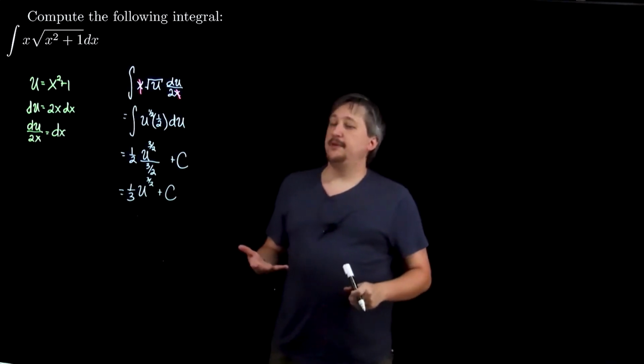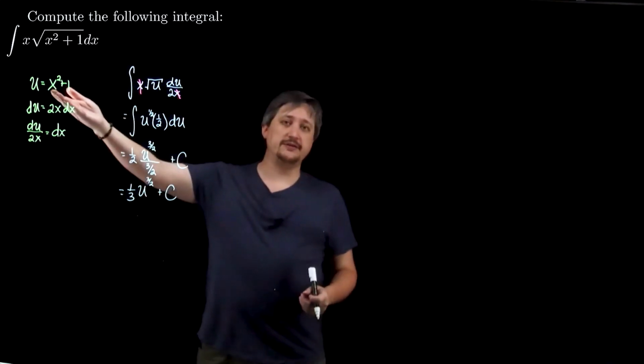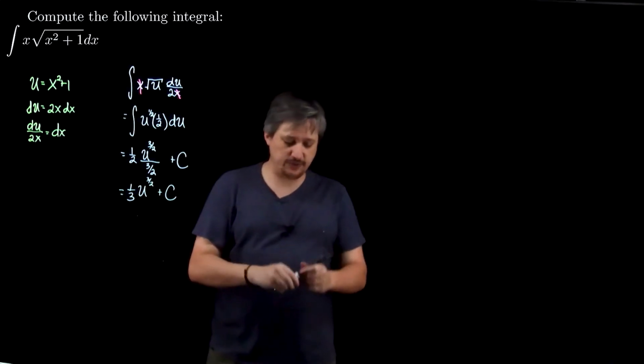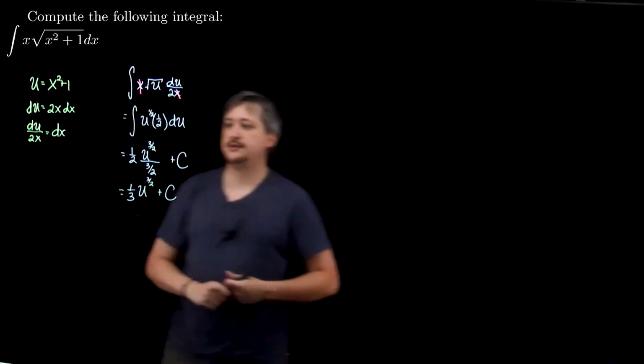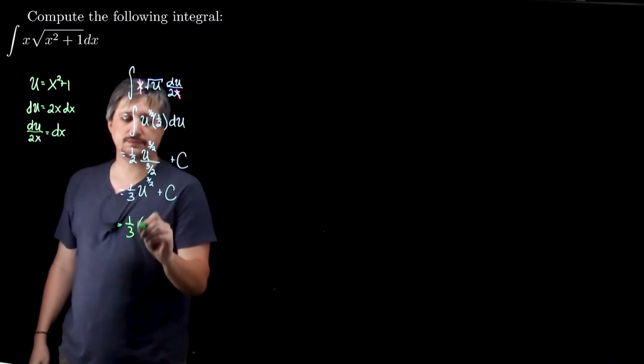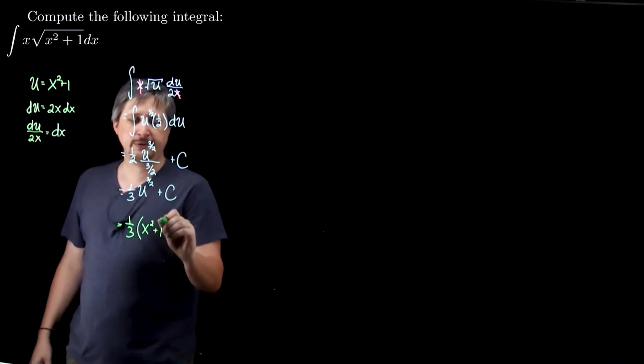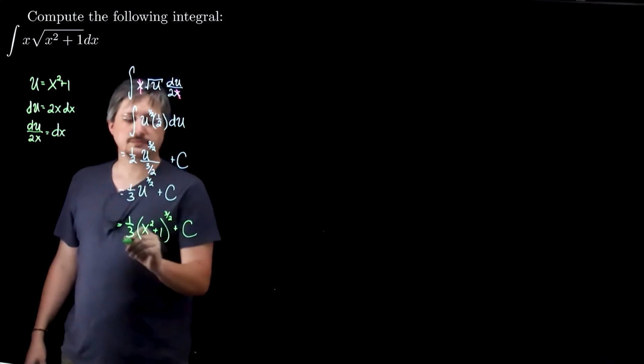Now, I'm not done, because my answer is still in terms of u, but I gave it in terms of x, so I need to go back to x. So my u is x squared plus 1. And now I'm done.